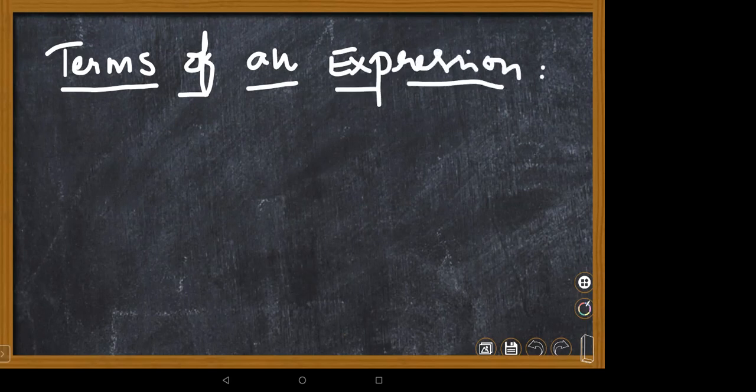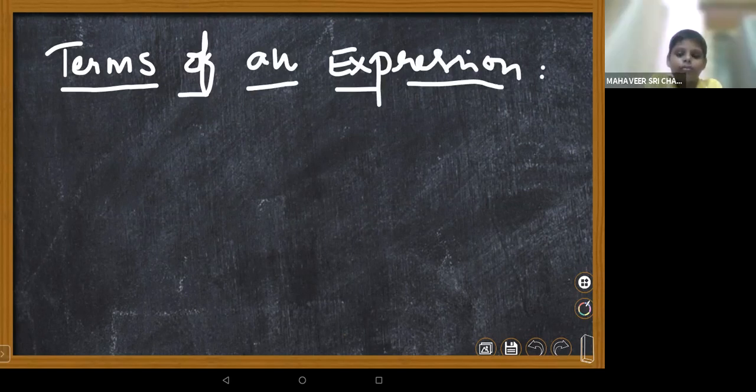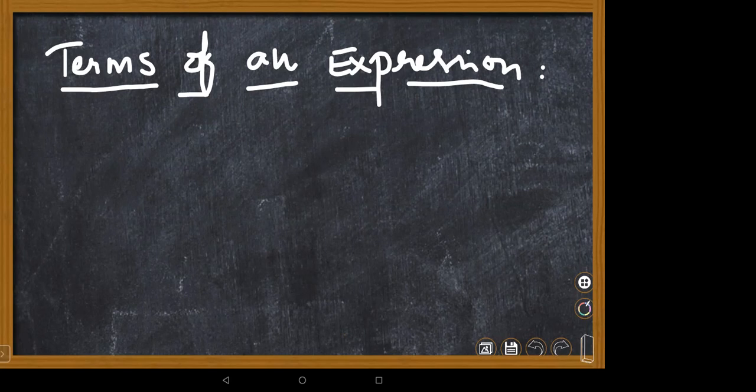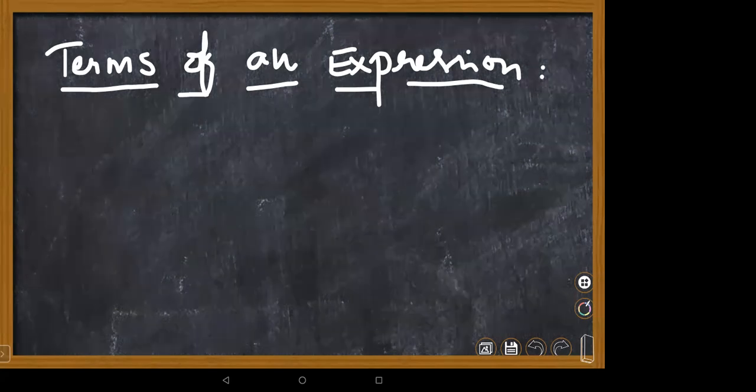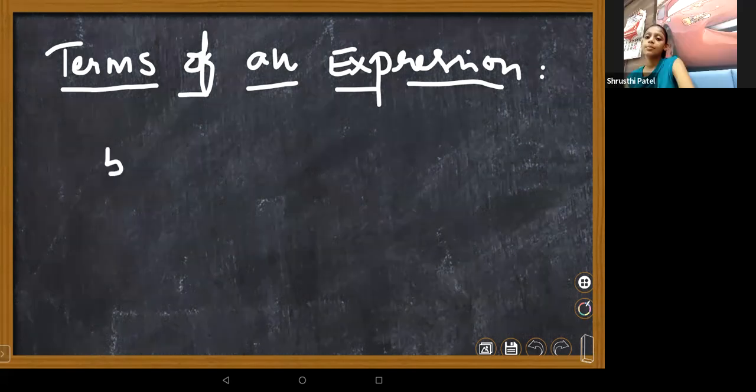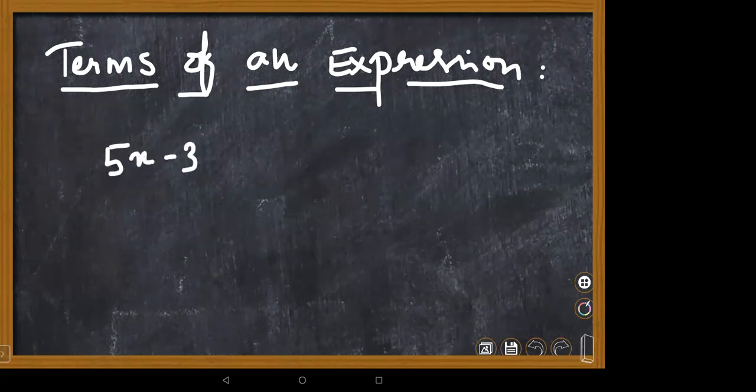Let me write a few examples. Listen, children. An algebraic expression is formed by connecting constants and variables by means of different mathematical operations like addition, subtraction, multiplication, and division. Yes or no, children? For example, let me take one expression here. 5x minus 3 is formed by multiplying 5 with x and then subtracting 3 from the product, so that you will get an answer.